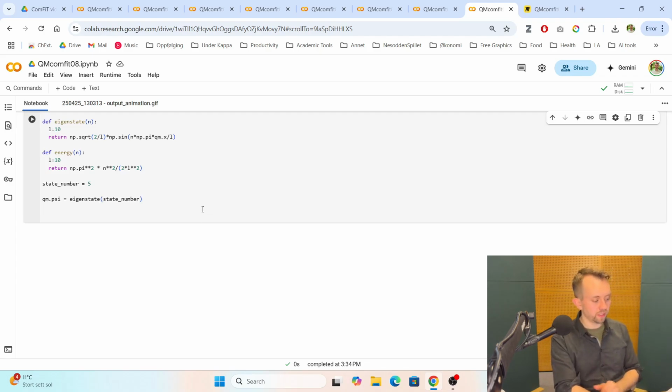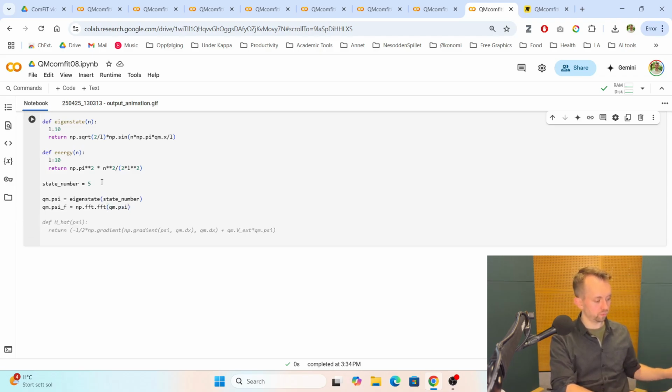Also, another thing is that the evolved Schrödinger method relies on knowing the state, that it relies on both psi and the Fourier transform of psi being specified. So it's not enough just to specify qm.psi. We also need to specify qm.psi-f equal to the FFT of qm.psi. So now we're ready to roll.